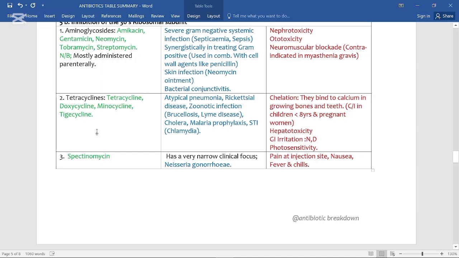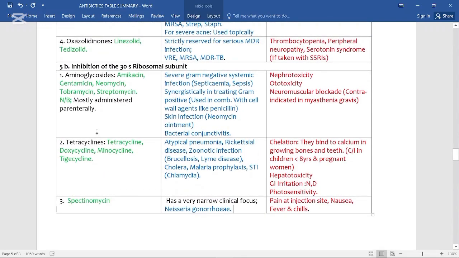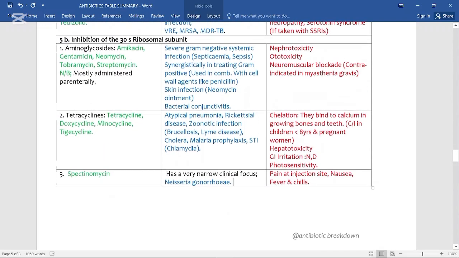Lastly, I've got the streptomycin, which has got a very narrow clinical focus, but it's very good when dealing with gonorrhea. But this drug causes pain at injection site. It may also cause nausea, fever, and some chills. So this was the series of antibiotic breakdown.